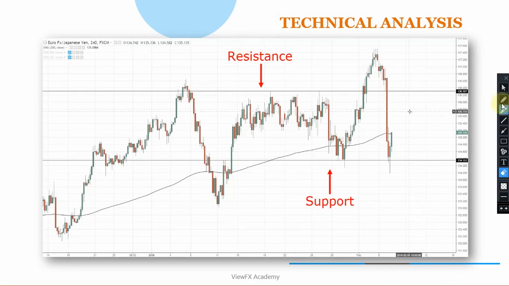In this chart, here is a resistance line, and here is a support line. Here is a moving average. So if you are that trader that mark your chart this way, then you are not using fundamental, but you're using technical to analyze the market. That is what it means. It's not something that is very serious.